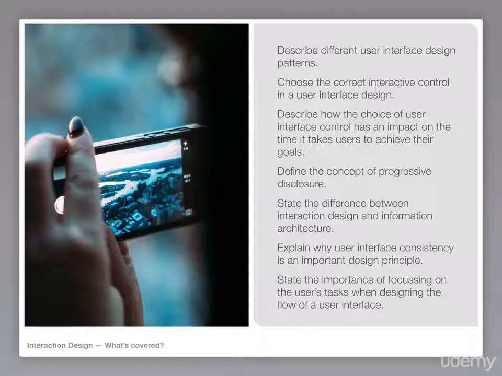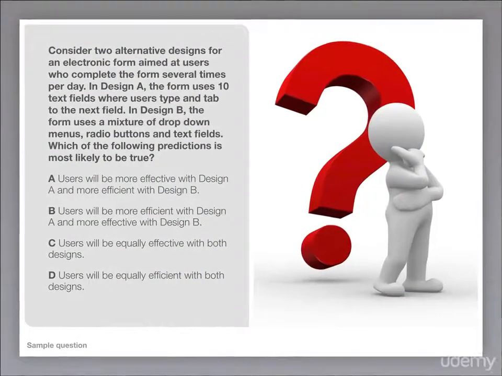So here's an example of the kind of question that you might be asked in the exam to do with interaction design. In this particular one, it says, consider two alternative designs for an electronic form aimed at users who complete the form several times per day. In design A, the form uses 10 text fields where users type and tab to the next field. In design B, the form uses a mixture of drop-down menus, radio buttons and text fields. Which of the following predictions is most likely to be true?